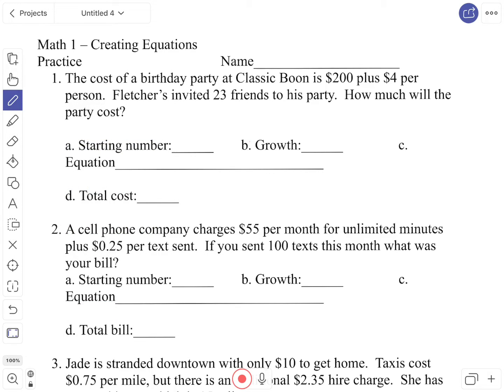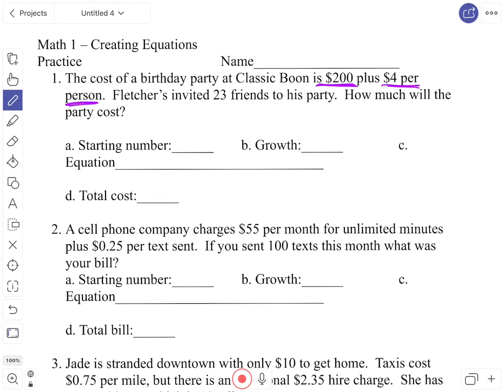So the cost of a birthday party at Classic Boone is $200 plus $4 per person. Fletcher invited 23 friends to his party. How much will the party cost? The idea here is that we're looking at the starting number. So you pay $200 just to rent it, and then it's $4 per person.